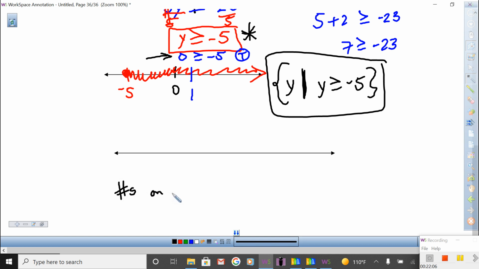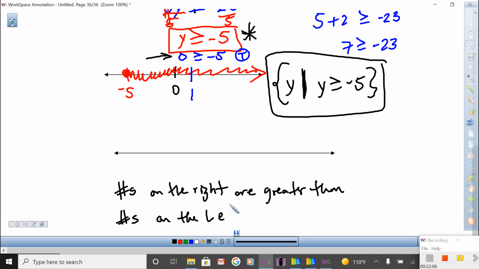Numbers on the right are greater than numbers on the left. So for example, let's say I said, okay guys, I have -10 and -2. Which one is bigger? The -2, because if you picture it here on the number line, that's more to the right.